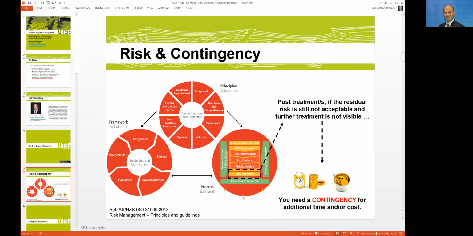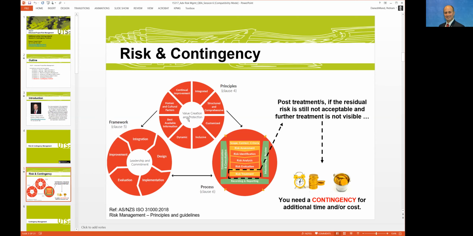What you do see on the screen is the three pillars of risk management based on the ISO 31000, which is the latest edition in 2018. The document is putting the framework, which is mainly around the leadership and commitment from designing risk management, implementing, evaluating, improving, and integration of risk into the organization. The second pillar is the principles, and you see the number of items that are mainly related to creating value for the organization and protecting value.